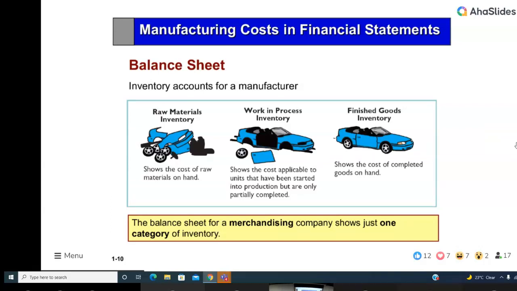So basically on the balance sheet, we have three inventories: raw material, work in process, which we have to be given as we go through here, and then the cost of the goods that were manufactured, completed, and transferred to finished goods. Then when we sell them from finished goods, it becomes the cost of goods sold.